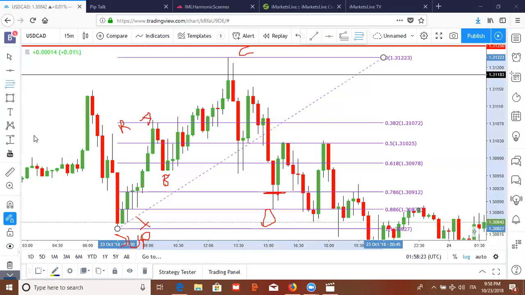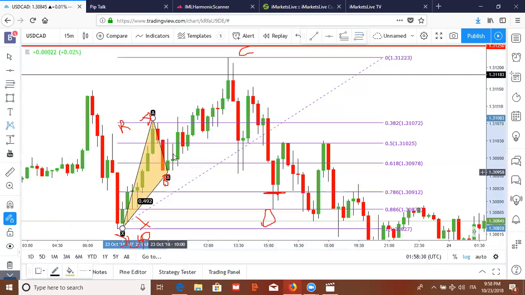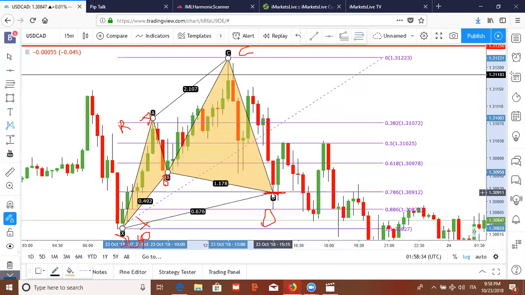So this is what it looks like. X to A to B, B to C, C to D. And I would have entered here. So I put my D point right here, because that's why I would have entered right off that 78.6. It's always a 78.6, always. All right, so now how do I find my target?